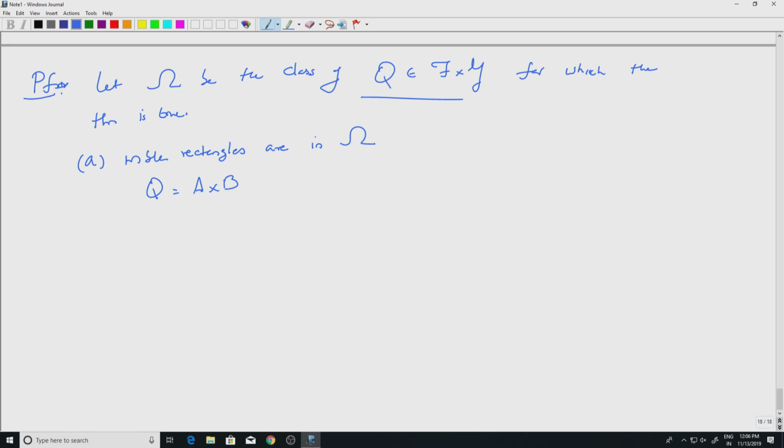Okay. So, first look at sections. So, what is Q sub x? Q sub x, so we have seen this because it is a measurable rectangle. Q sub x would be B if x belongs to A, empty otherwise. And let's also write Q super y. So Q super y would be A if y belongs to B, empty otherwise, because it's a measurable rectangle, A cross B. So sections are very easy to compute.